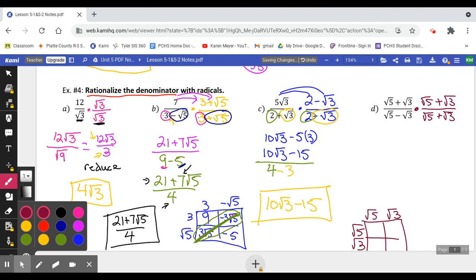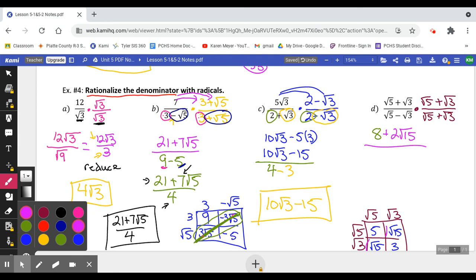Square root of 5 times square root of 5 is square root of 25, which is 5. Square root of 5 times square root of 3 is square root of 15. 5 times 3 is 15. Square root of 3 times square root of 5 is another square root of 15. And square root of 3 times square root of 3 is square root of 9, which is just 3. So like terms, 5 plus 3 is 8. Square root of 15 plus square root of 15, well, that would be 1 square root of 15 plus 1 square root of 15 would make 2 square root of 15.